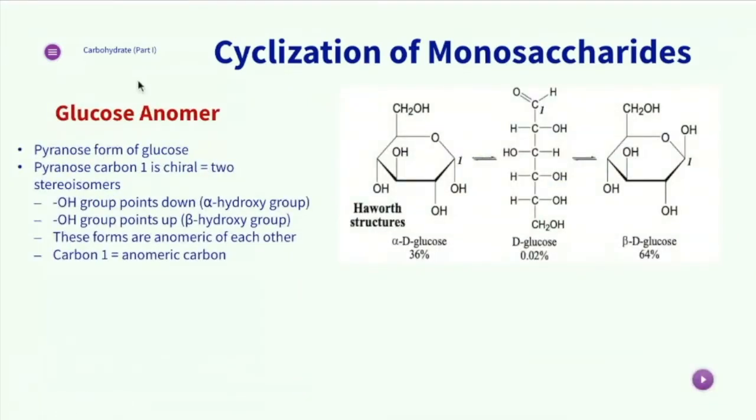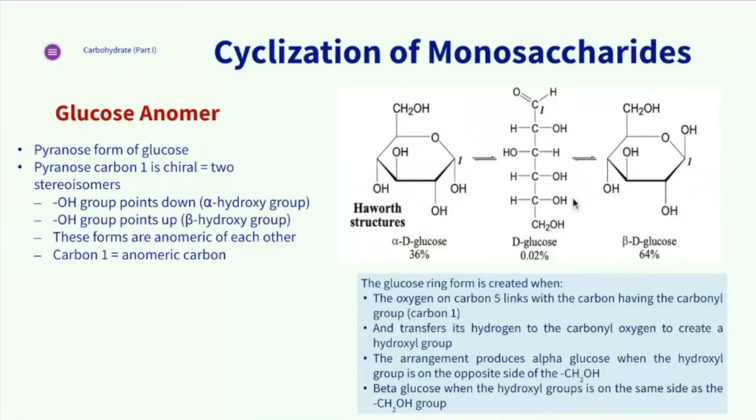Okay, let's see, for example, the glucose anomer. It is in a pyranose cyclic form of glucose because it has 6 carbons: 1, 2, 3, 4, 5, 6. Okay, and OH pointing down is the alpha hydroxy group and OH pointing up is the beta hydroxy group. So these forms are anomers of each other, and carbon 1 is the anomeric carbon in the glucose anomer.